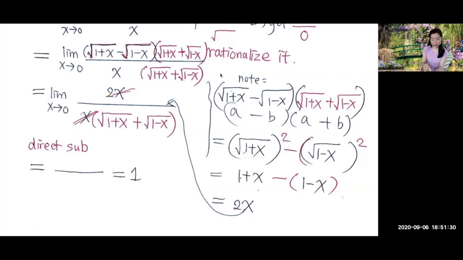Now we can do a direct substitution. Substitute 0 for x right here, and that is going to give you 1 over here.